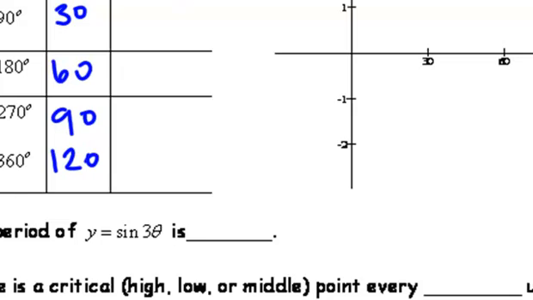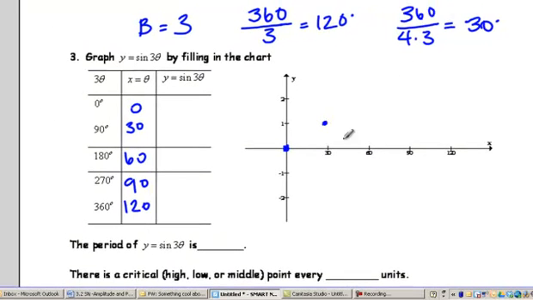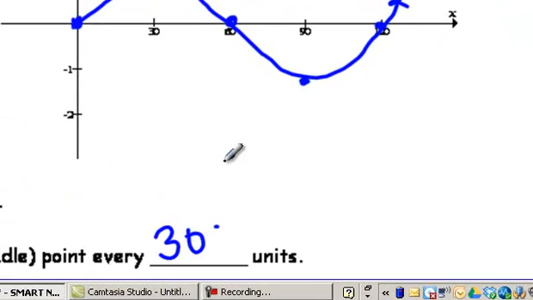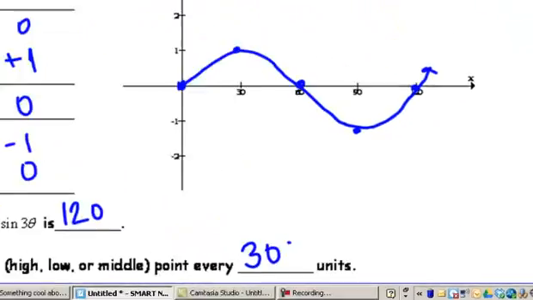We're not changing any of our amplitudes, so it's going to be the standard sine: it starts at 0, goes up to 1, 0, negative 1, 0. So 0, positive 1, 0, negative 1, 0. So the period, we already wrote it down, is 120, and there's a critical point every 30 units. That's where we got that from.